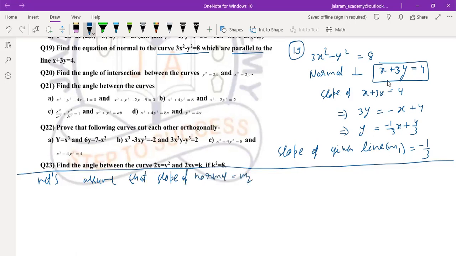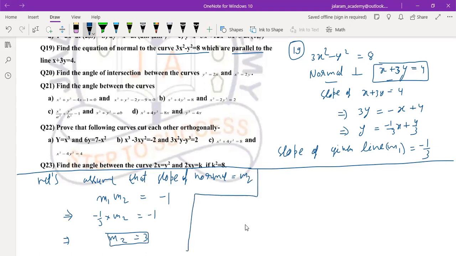As this line is perpendicular to the normal, the product of their slopes should be minus 1. If two lines are perpendicular to each other, the product of their slopes is minus 1, we have all studied this in previous classes. Now m1 is minus 1 by 3, m2 is unknown, and the product equals minus 1. It implies m2 equals 3. So the slope of normal is 3.